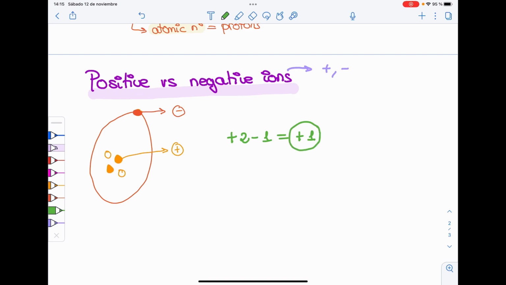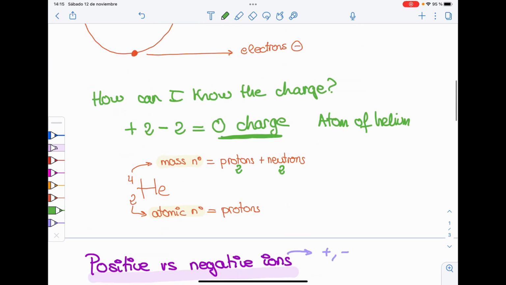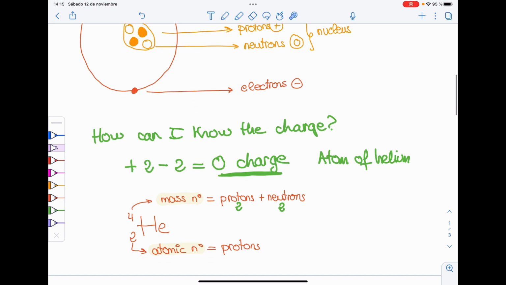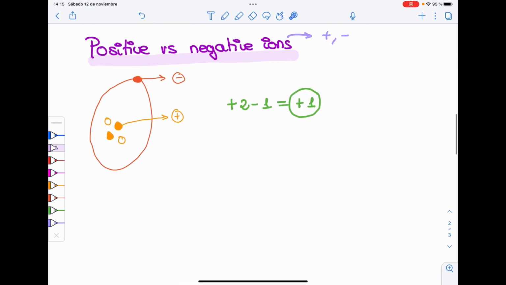So it is positive. So instead of calling this, like before, an atom of helium, I'm going to call this a positive ion of helium. A positive ion of helium.